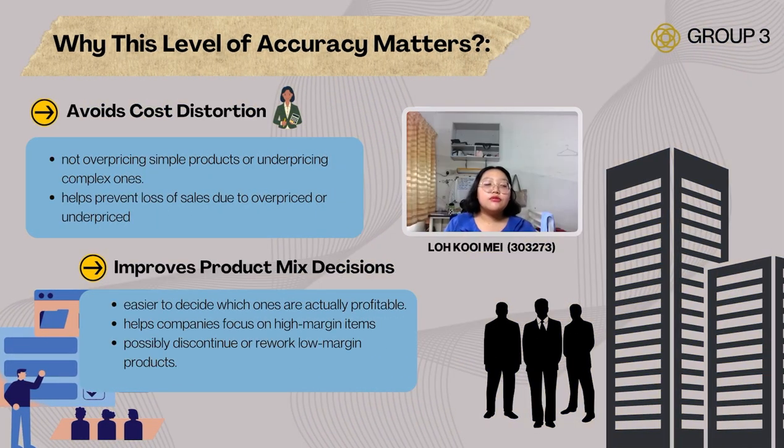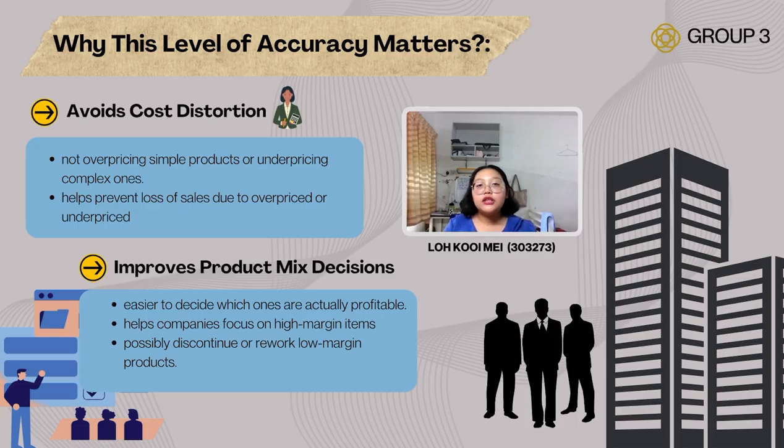Does this level of accuracy matter for the manufacturing industry? First is to avoid cost distortion. Activity-based costing ensures that you are not overpricing simple products or underpricing complex ones. This helps to prevent loss of sales due to overly high prices, or losses from products that are underpriced.